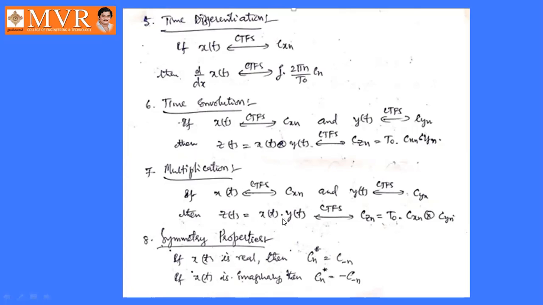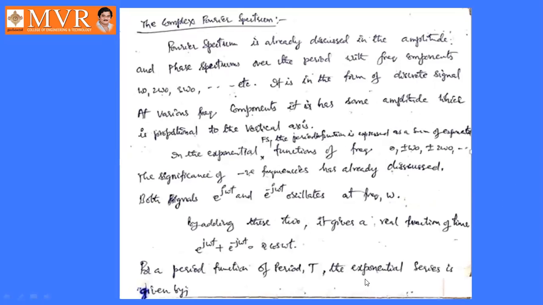Then z of t is nothing but the multiplication of x of t and y of t. So the continuous time Fourier series of x of t into y of t is nothing but t naught into Cxn circularly convolved with Cyn, which is nothing but Czn. Next, symmetry property. It is defined as: if x of t is real, then Cn star equals C minus n. If x of t is imaginary, then Cn star equals minus C minus n.